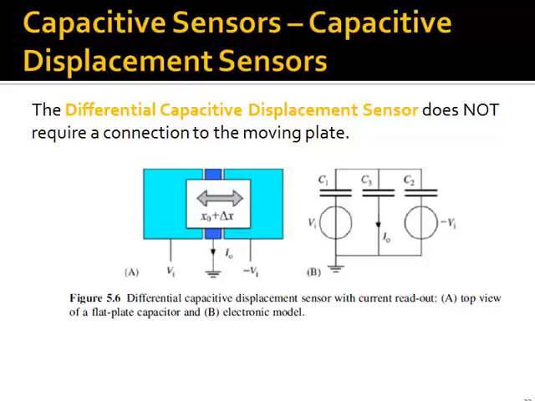We're all probably familiar with capacitive touch screens that are able to detect the position of our finger when it touches a screen. How can it do that, given that our finger does not have an electrical contact to it? The differential capacitive displacement sensor explains how this is possible.